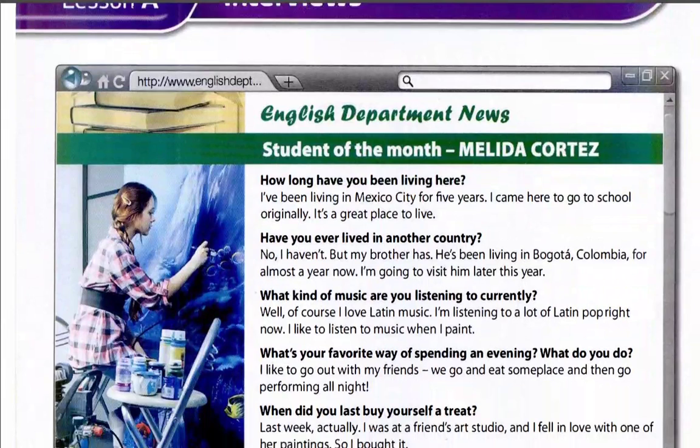She says, I like to go out with my friends. We go and eat someplace and then go performing all night. You can tell by the way that she's saying it, this is something that happens a lot. It's a repeated action. It's a preference that she has.